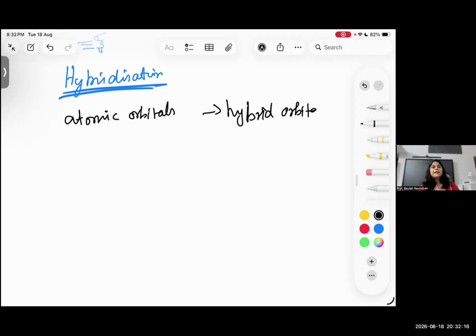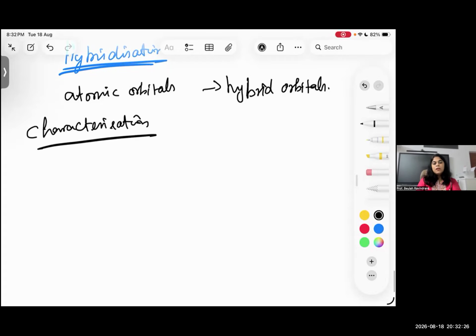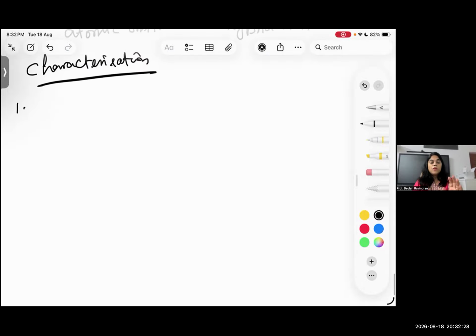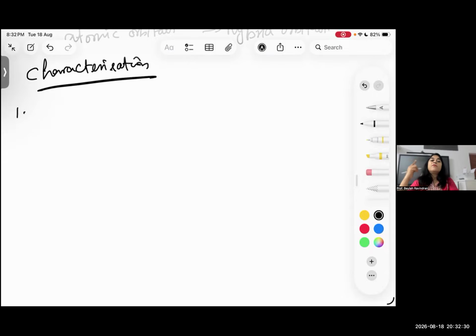Clear? What are the characterizations of hybridization? You must know. So first, better write characterization. What is the first characterization you must understand? One, the number of hybrid orbitals formed is equal to the number of atomic orbitals undergoing hybridization. That is a very important point, first point. Second point, the hybrid orbitals are always equivalent in energy and identical in shape. It should not vary.